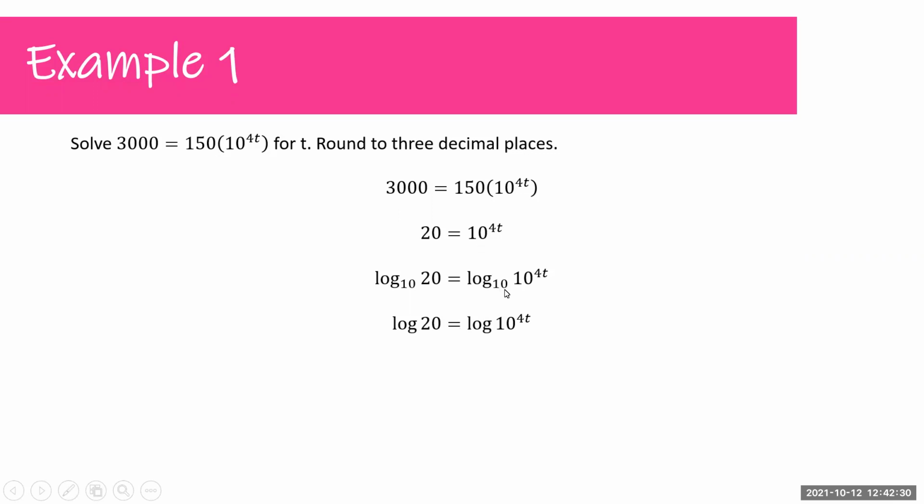But remember that 10 to the 4t, that's just going to mean this term right here is going to be 4t. So we're left with log 20 equals 4t times log 10, because remember we're using the exponent rule here. Log 20 equals 4 times t, and t is going to equal log 20 over 4, which we can use our calculator for at this point because we can use the common log in our calculator. So we get t is 0.325.